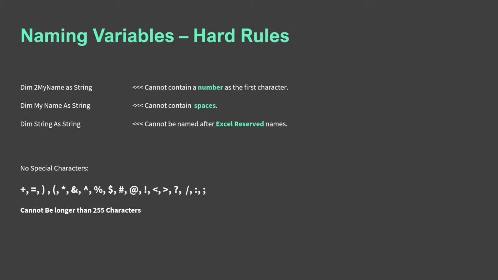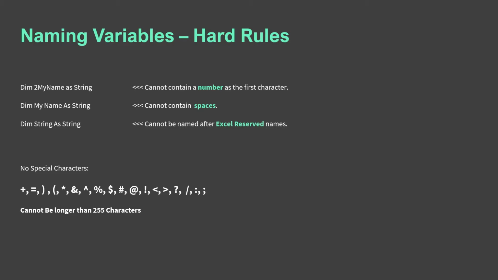I cannot use Excel reserved keywords as a variable name. So in VBA, for example, there is a keyword called string, and that specifies the data type of a variable. I cannot use string as a variable name. The reason why is then VBA will get confused. Are you talking about the data type or are you talking about the variable? So in order to stop that confusion from happening, we restrict access and we say, hey, you cannot name your variables after these special keywords in Excel VBA.